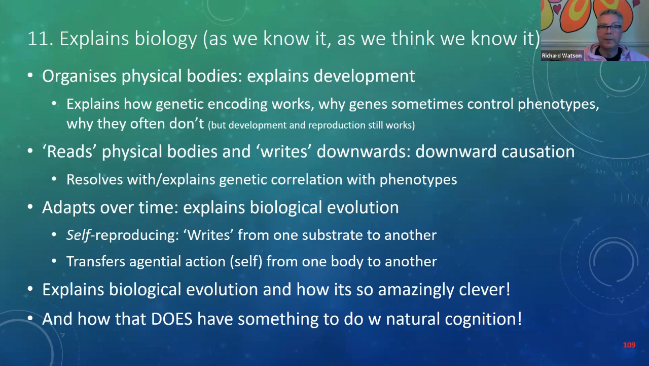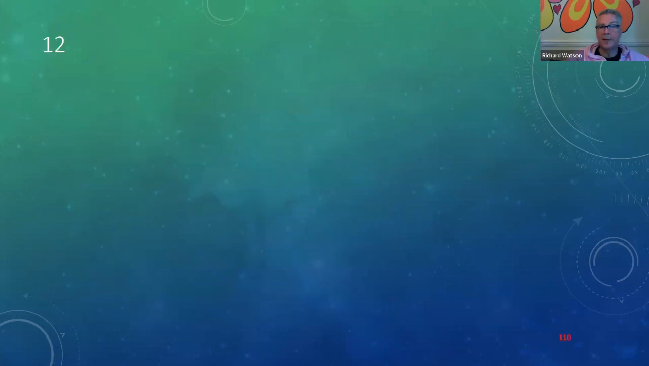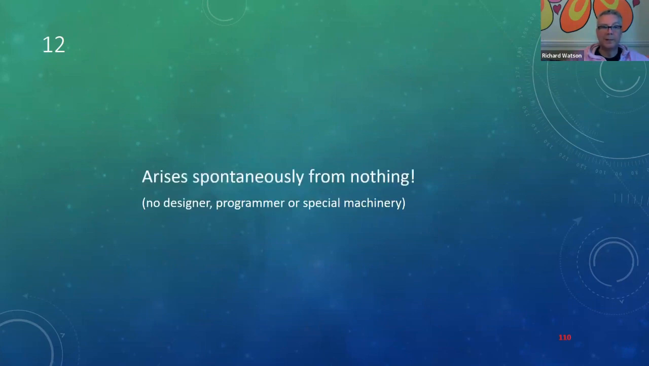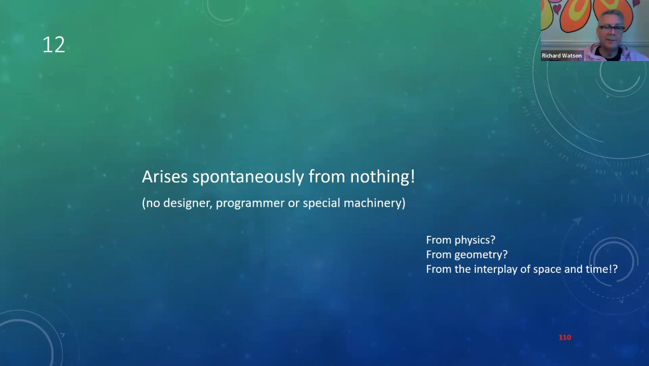And finally, the 12th item on our list of desirable features is that it all arises spontaneously from nothing, with no designer, no programmer, no special machinery. It all arises, well, not from nothing. It arises from physics, from maths and geometry, from the interplay of space and time. I don't know, something pretty simple.